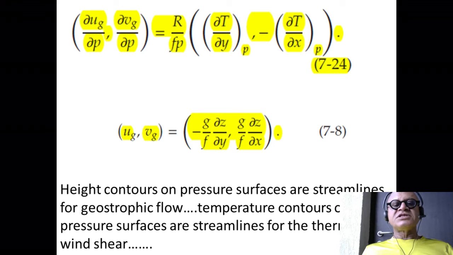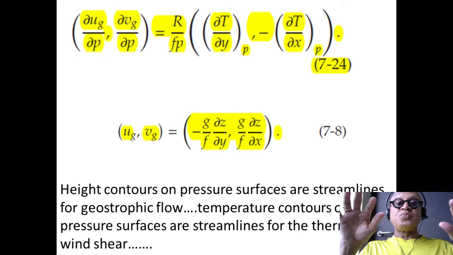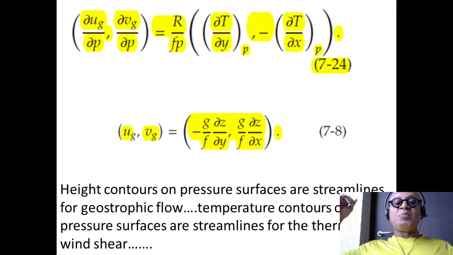So what does it say? Height contours on pressure surfaces. Remember, pressure surfaces are not parallel to z. They are up and down, like the geopotential height that went from 5.8 kilometers to about 4.9 kilometers at the poles. So you can draw constant height contours on those pressure surfaces, which is what a geopotential height is essentially. So height contours on pressure surfaces are streamlines of geostrophic flow.